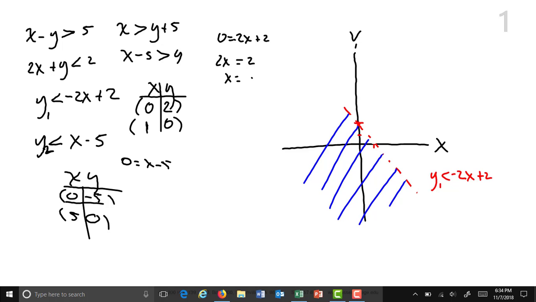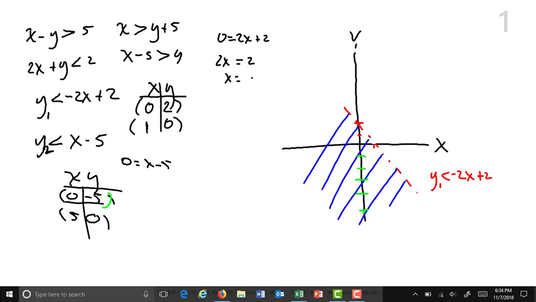So for all of these problems, just put your finger on the y-intercept and ask, is y above or below? If it's below, it's all points below that line. If this were less than or equal, this would be a solid line. So now, how about the next line? Let's graph it. When x is 0, y is minus 5, right? True? And now, when y equals 0, x is 5.